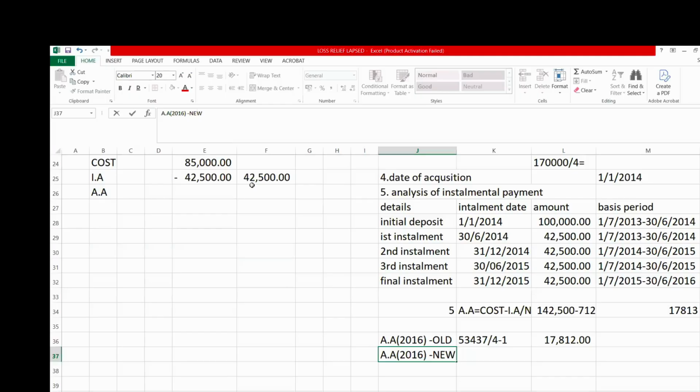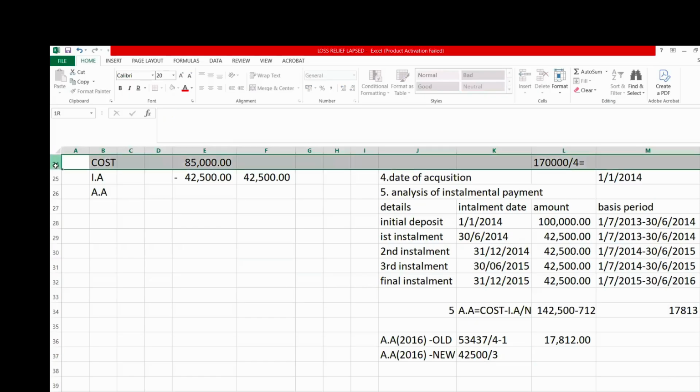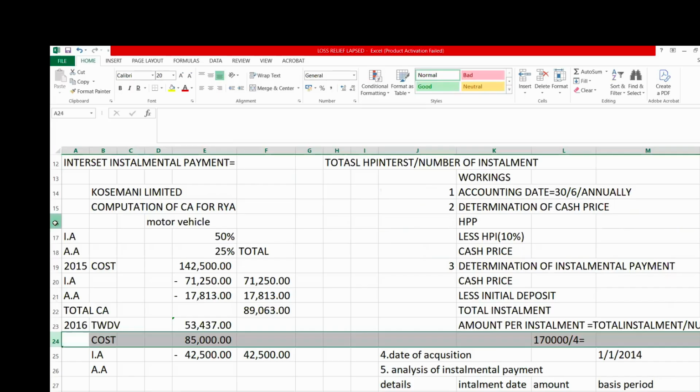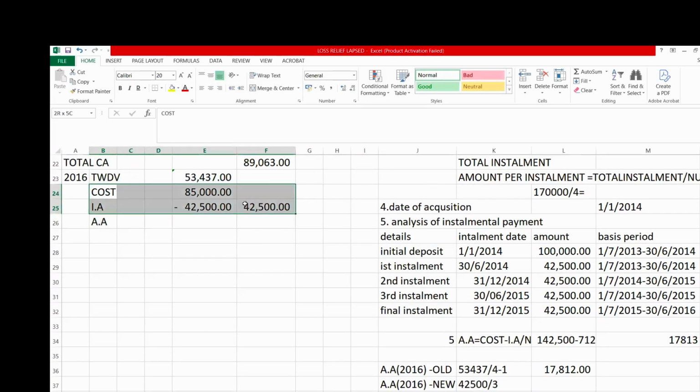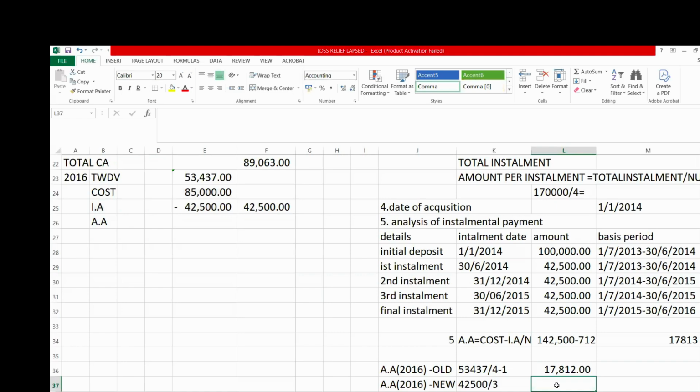For the new, it will be cost minus initial allowance, which will still give us 42,500 divided by 3. Because this asset is brought in new, it is still the same category of asset. The asset started claiming capital allowance from 2015. The fact that you are bringing this cost in newly does not make it 4 years. It's still 3 years, which is 4 minus 3. So 42,500 divided by 3 should be 14,167.